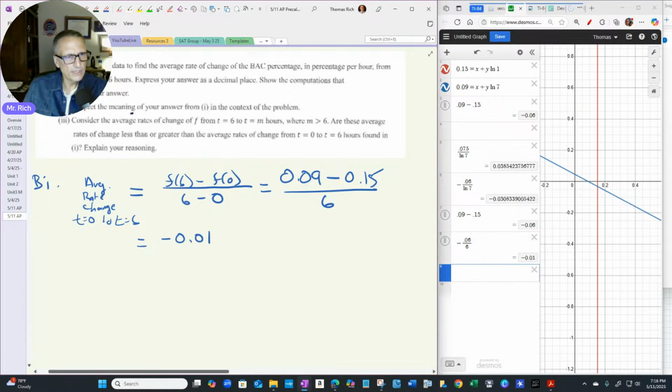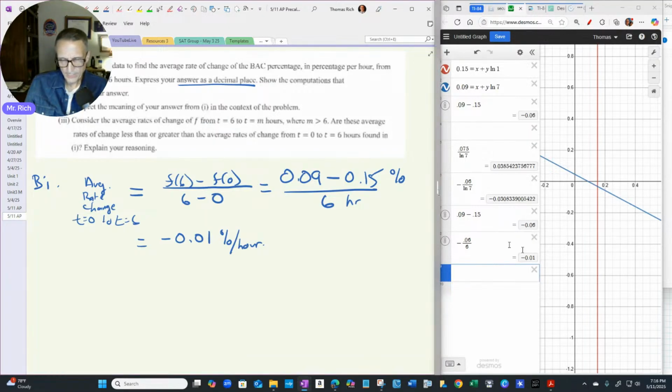Notice that they say, yeah, they want it in percentage per hour. Now, these are percentage points, and these are hours, right? So the units here are percent per hour, negative 0.01% per hour. Express your answer as a, I'm not even sure what that means, as a decimal place. But at any rate, we are always rounding out to the third decimal place in any of our calculations here that we're doing with our calculator. And that's going to be just out to 2 decimals because it is a perfect negative 0.01.